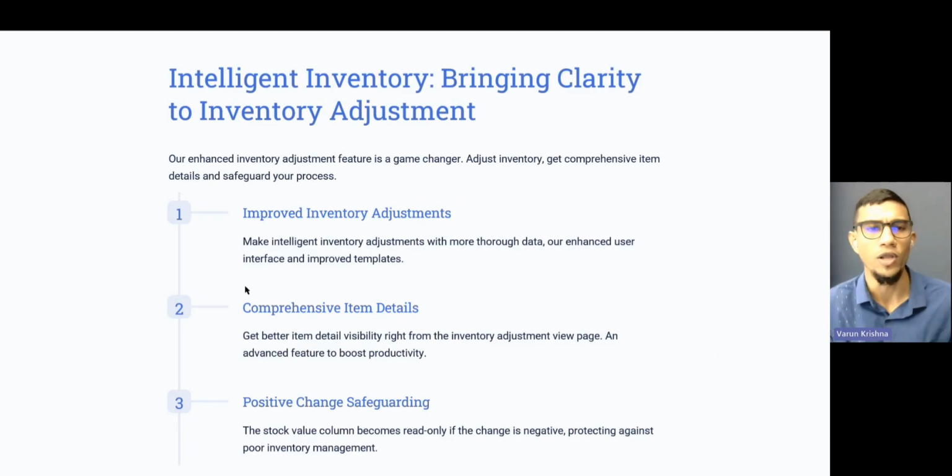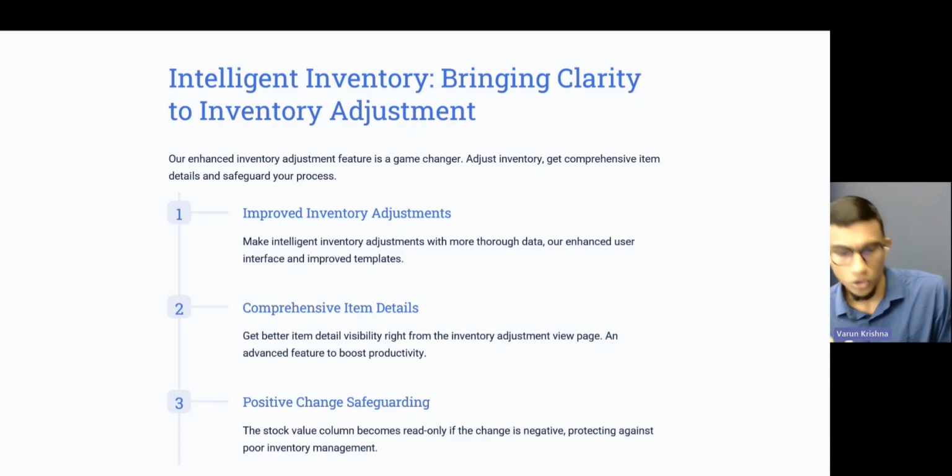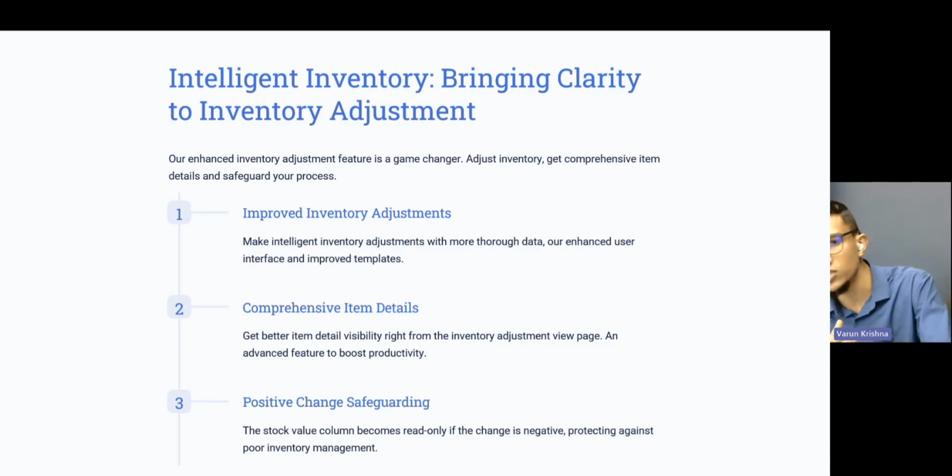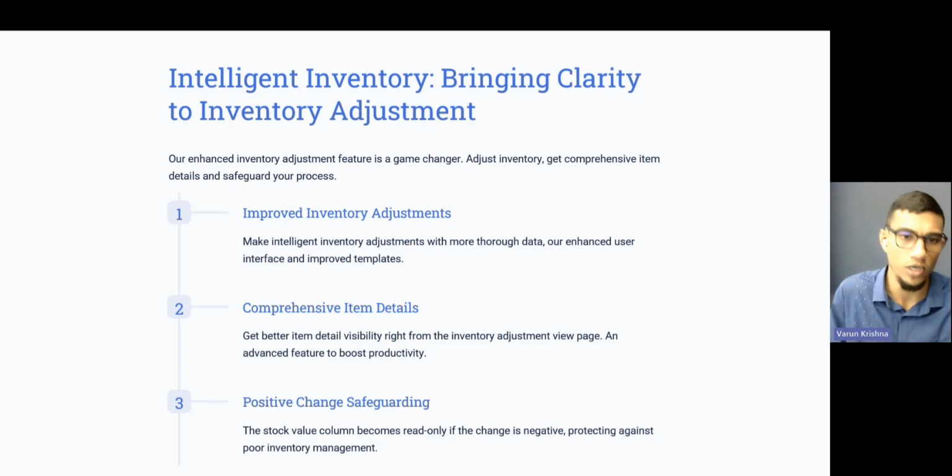This is really cool. Intelligent inventory, bringing clarity to inventory adjustment. So, our enhanced inventory adjustment feature is a game changer. Adjust inventory, get comprehensive item detail, and safeguard your process. So improved inventory adjustment, make intelligent inventory adjustment with more thorough data, our enhanced user interface, and improved templates as well. And we get a comprehensive item detail.